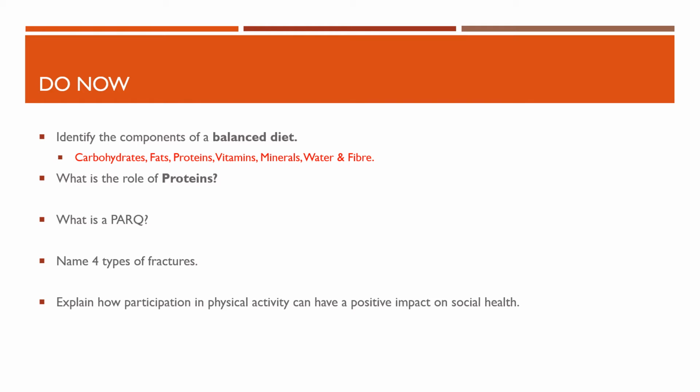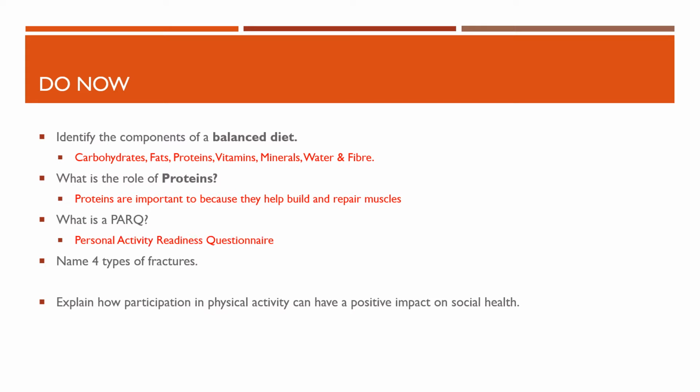So the components of a balanced diet are carbohydrates, fats, proteins, vitamins, minerals, water and fibre. The role of proteins is to help build and repair muscles. A PAR-Q is a personal activity readiness questionnaire. And the 4 types of fractures are stress, greenstick, compound and simple.